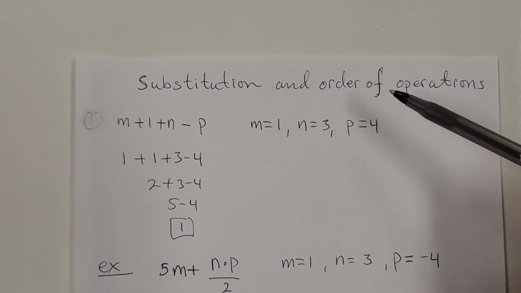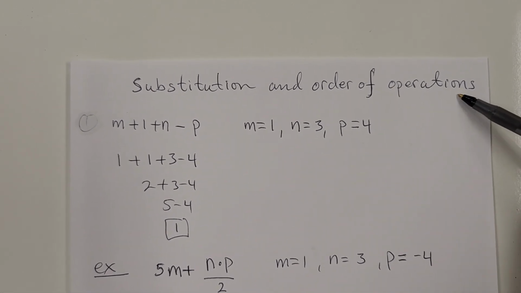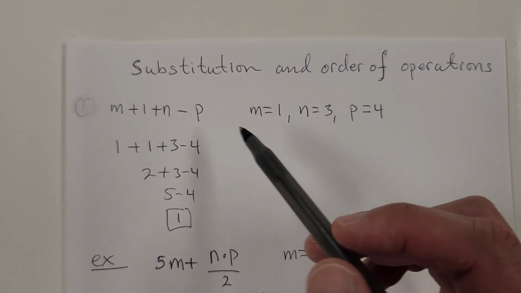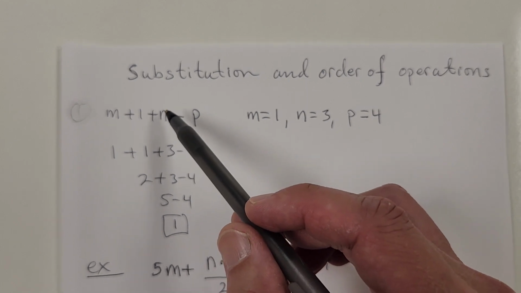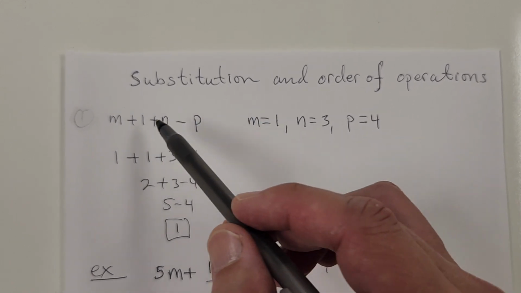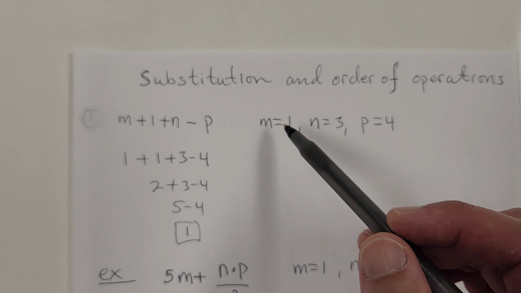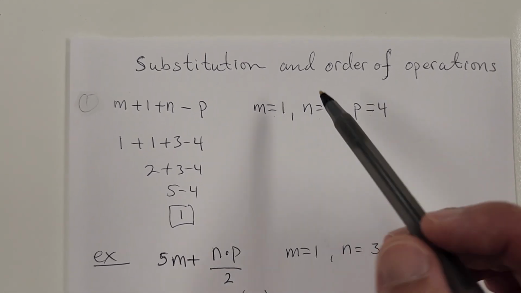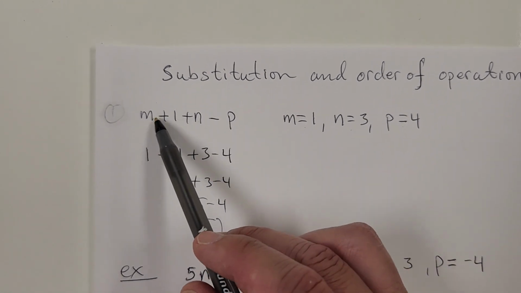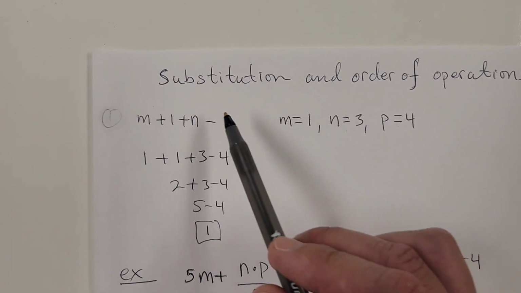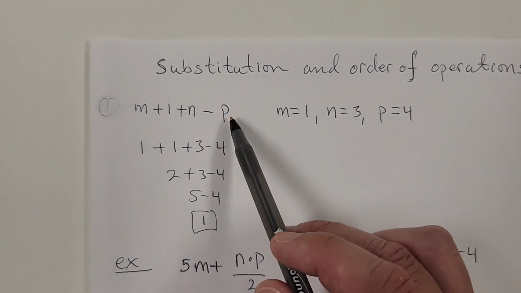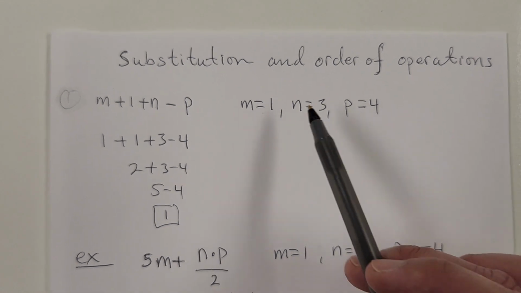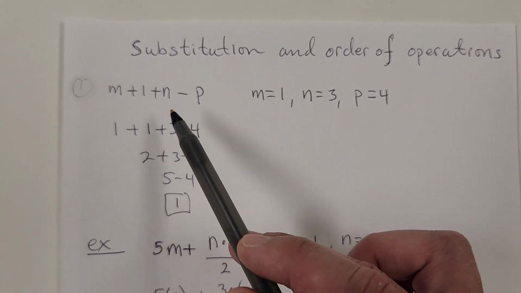This lesson is on substitution and order of operation. So here we have substitutions. That means there is some sort of formula, and all we do is plug in the value. Okay, so here I have m is 1, n is 3, p is 4. So plug in m, n, and p into the formula or equations: replace the variable with a value.